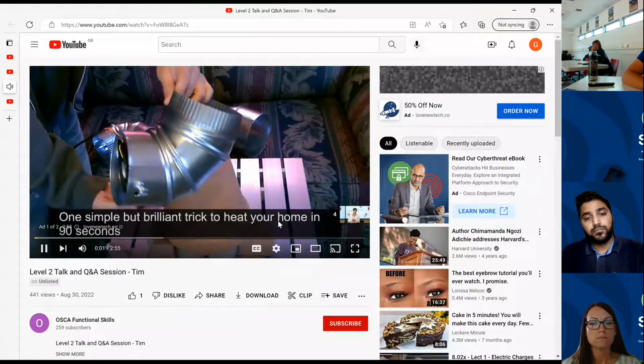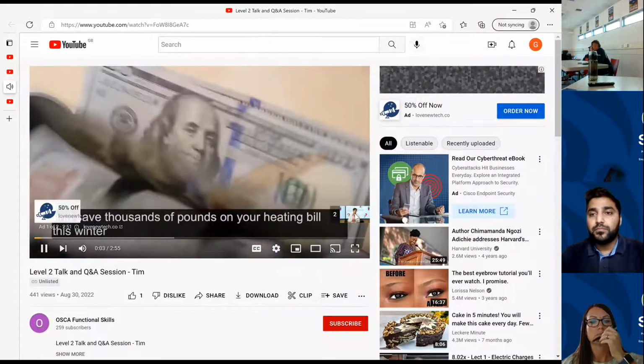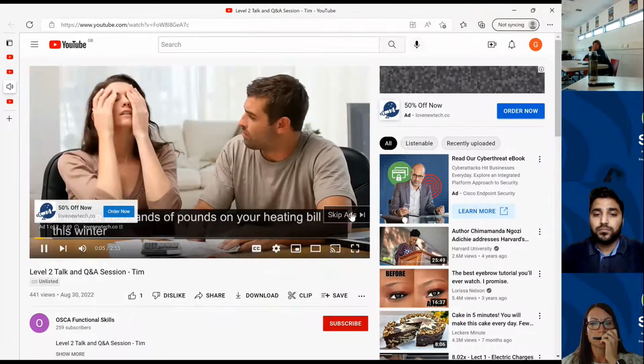But brilliant trick to heat your home in 90 seconds and save thousands of pounds on your heating bill this week.